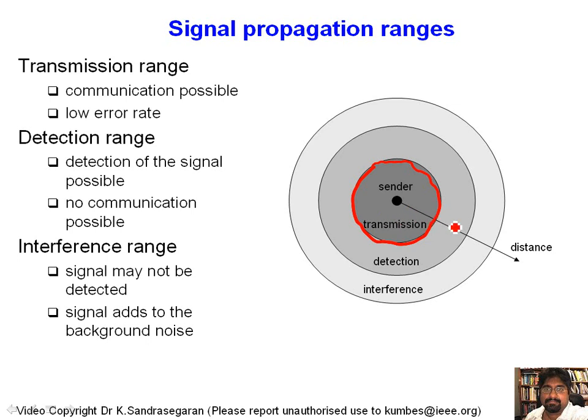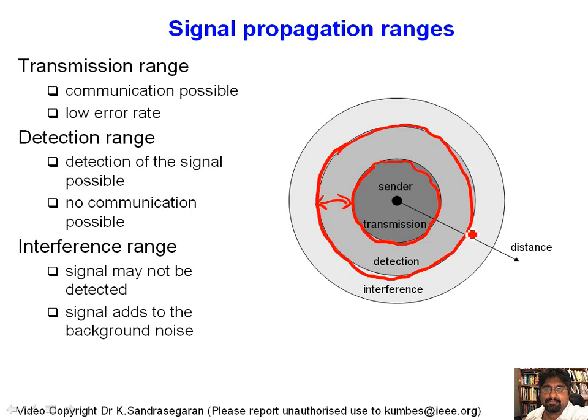If we go a bit further, the region between the second circle and the first circle represents a range that is referred to as the detection range. In this range, you can detect that a signal is being transmitted at this particular carrier frequency, but the signal level is so low that you cannot have any meaningful communication between the transmitter and the receiver.